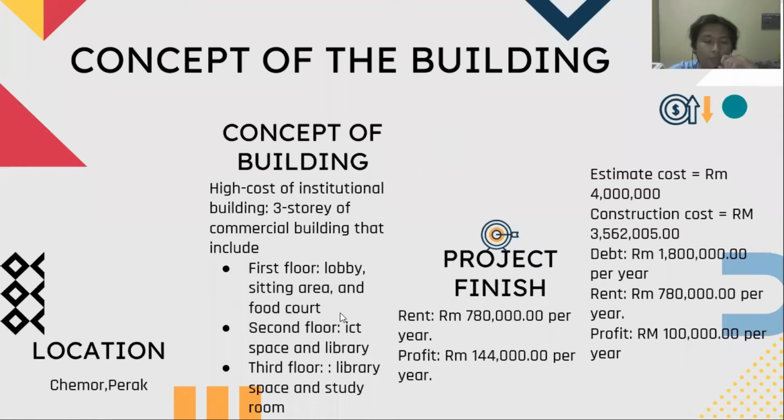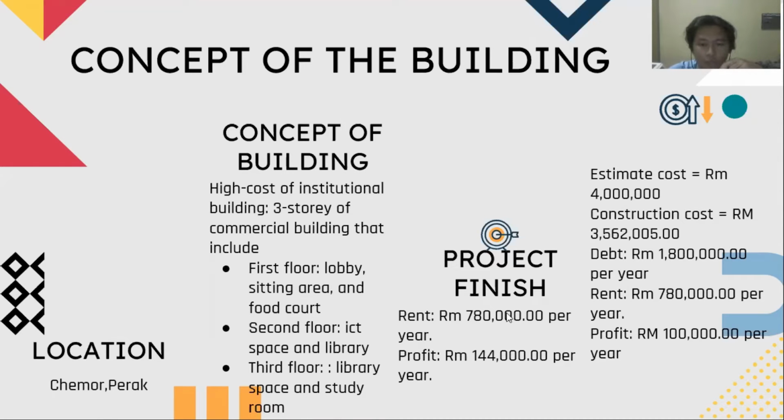Concept of the building: our location is at Cemor Perak, and the concept of the building is a high cost institutional building, a 3-story commercial building that includes the first floor as lobby, sitting area and food court. Second floor, ICT space and library. Third floor is library space and study room.